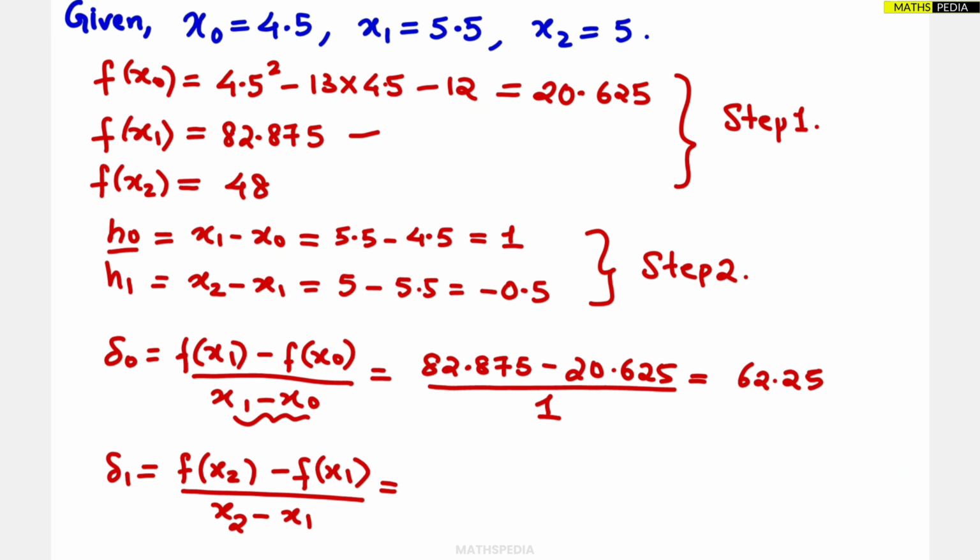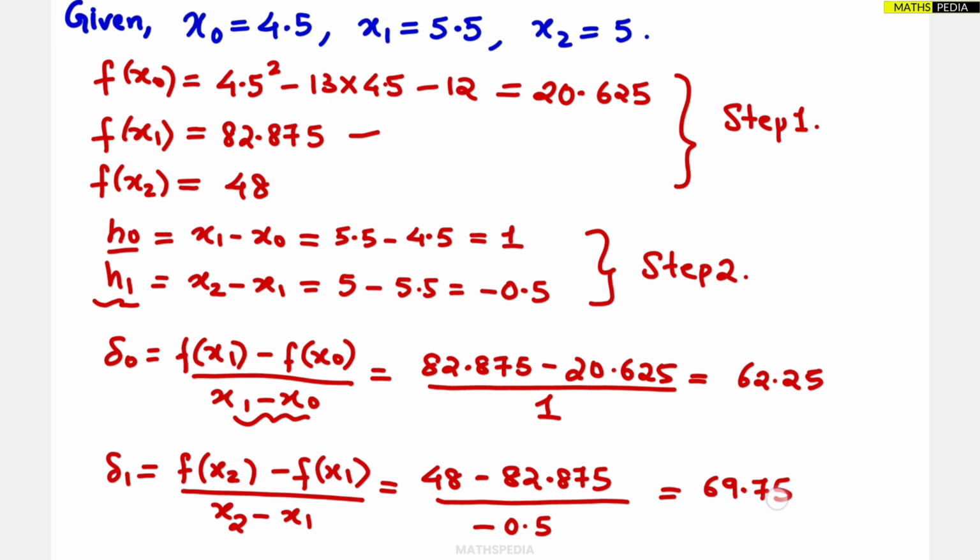Next delta 1 we will calculate. f of x2 value is 48 minus f of x1, 82.875, whole divided by x2 minus x1, which is the same as h1, which is minus 0.5. When you do the calculation, you will be getting 69.75. So we got delta naught and delta 1. This is step number 3.